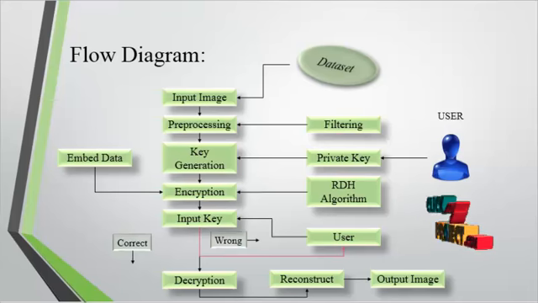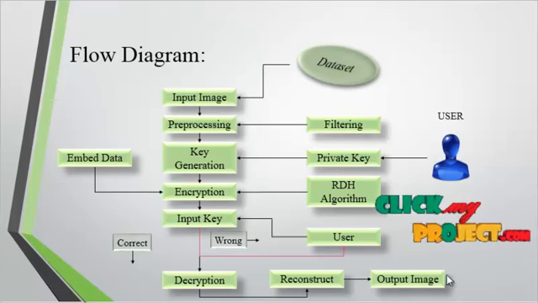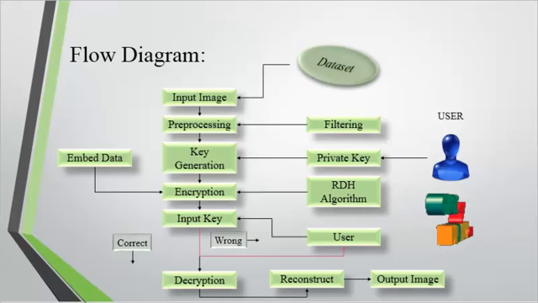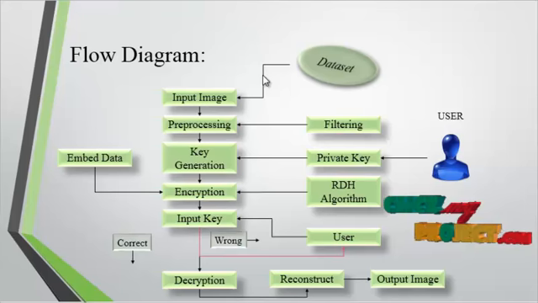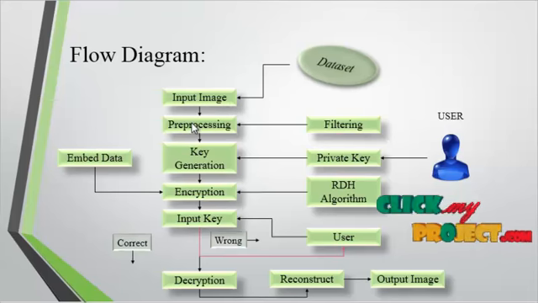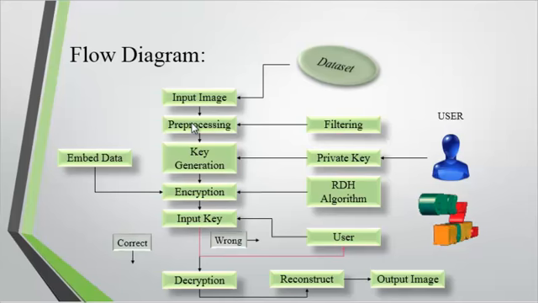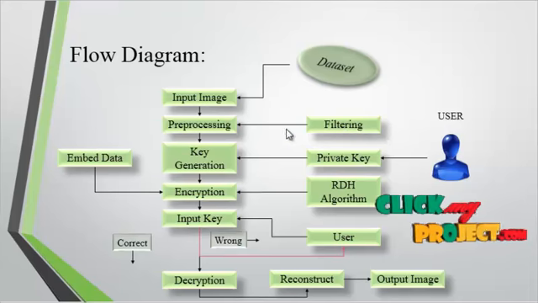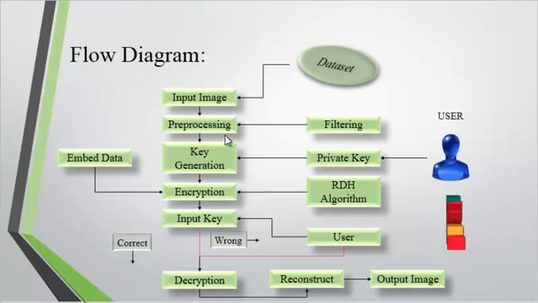Now we discuss the overall flow diagram for the process. This is the overall flow diagram. At first, the input image is taken from the dataset. The dataset is a folder which consists of several input images. After getting the dataset image, pre-processing is carried out. In pre-processing, we consider noise filtering, and we use the median filtering method to filter the noise in the image. After the noise filtering, the noise-free image comes out of the pre-processing.